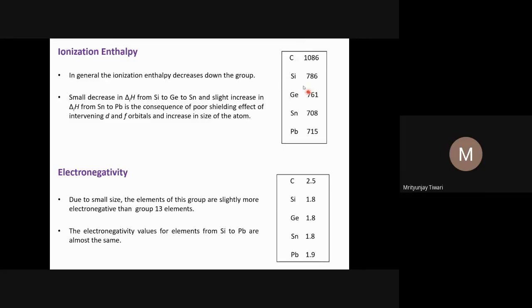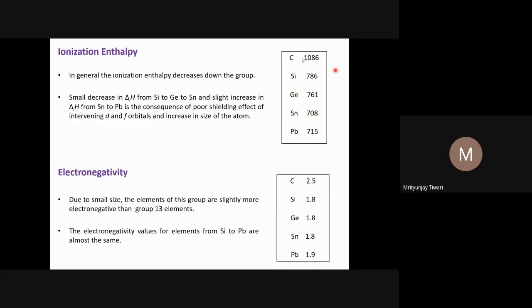And out of these elements, carbon and silicon, they are non-metals. Carbon is a non-metal. Silicon and germanium are semiconductors. So this is a non-conductor, these are semiconductors, and from tin to lead, both are metals.